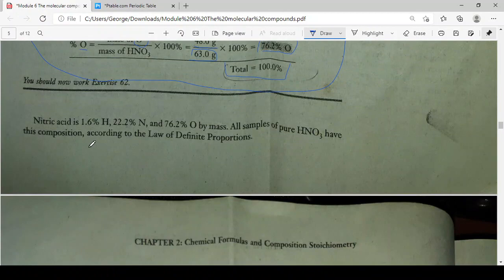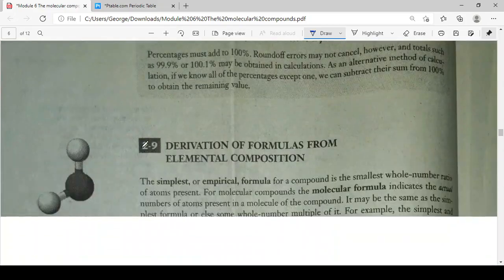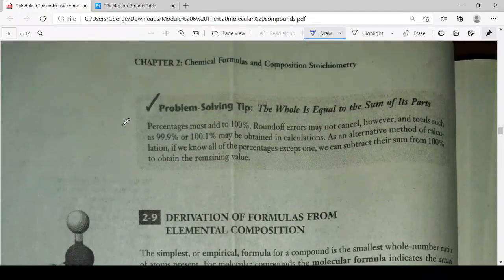So now your nitric acid is 1.6% hydrogen, 22.2% nitrogen, and 76.2% oxygen by mass. And all samples of pure HNO3 have this composition according to the law of definite proportions. Again, the law of definite proportions, we have discussed this in our midterms already. I expect you to know that already, right?